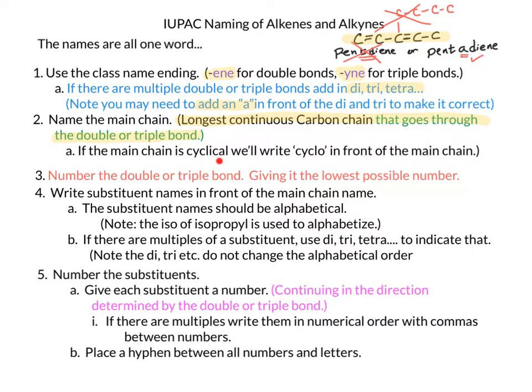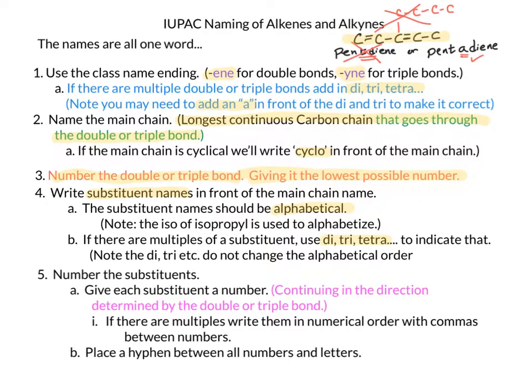If the main chain is cyclical, we will put cyclo in front of that. Next, we want to put in the number where the double or triple bond is located. That is going to get the lowest possible number. If there are multiples, we'll give it the lowest possible total. The next step is to write in the substituent names, and this is the same as we did with the alkanes. The substituent names should be in alphabetical order, and if there are multiples of those substituents, we'll use di, tri, tetra, etc. to say how many there are.